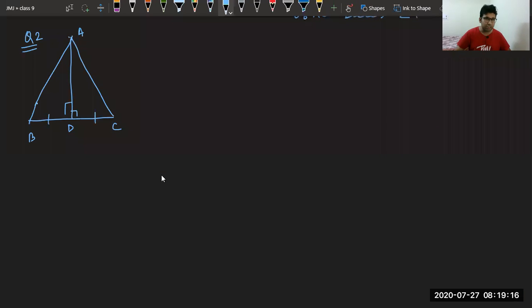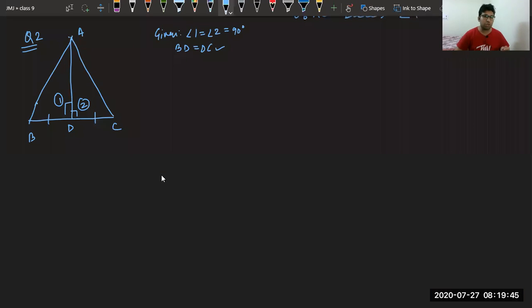So two things are given to us. Angle 1 equal to angle 2. The second thing given to us is BD equal to DC. This was not given directly. This I found from my side.